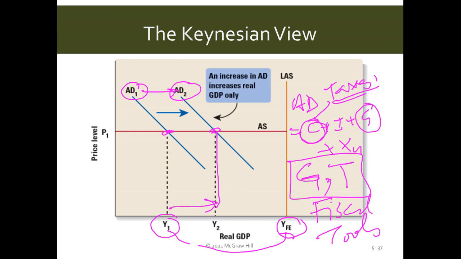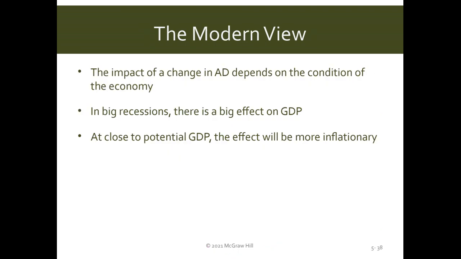Now there's a modern view as well. The modern view basically argues that both are correct. Neoclassical is correct if you're only considering the long run scenario. Yes, in the long run it is possible, but in the short run it is not possible. That is the Keynesian view. So according to the modern view, the impact of a change in aggregate demand depends on the condition of the economy.